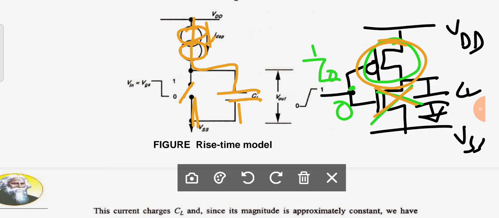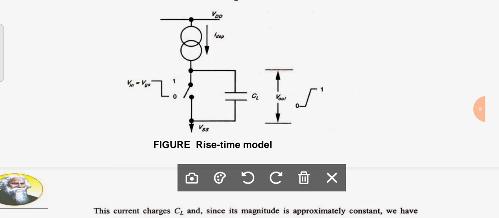Why? Because here if the input is 0, since the PMOS transistor is turned on and the NMOS transistor is turned off, the current flows and the capacitor will charge. Is it okay? Now we have to determine how much time the capacitor will take to charge. That is an important point we have to talk about.